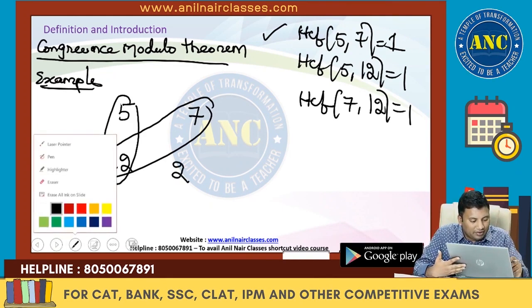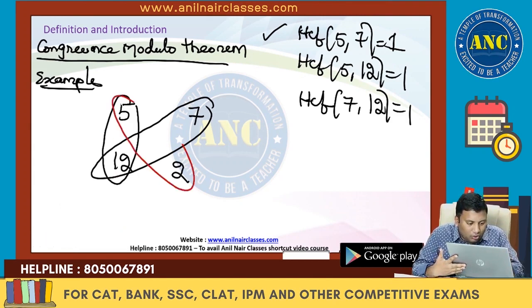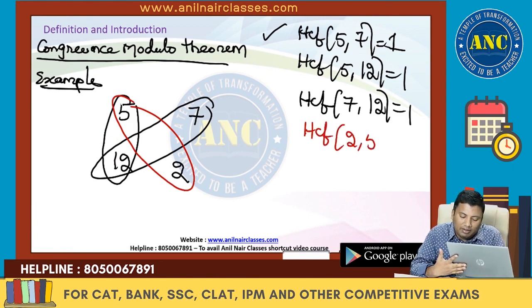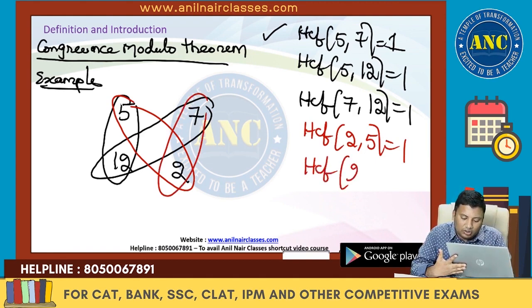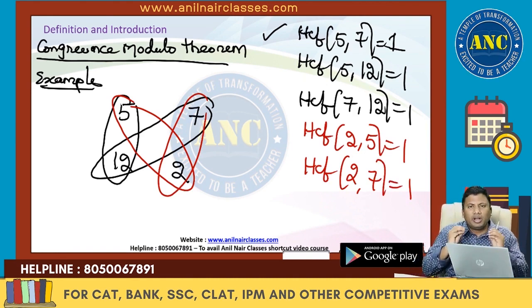7 minus 5 is 2. Now, if you observe, 2 and 5 are also co-prime to each other. So, HCF of 2 comma 5 is 1. Again, if I do 7 with 2, HCF of 2 comma 7 is also 1. That means, what did you realize?